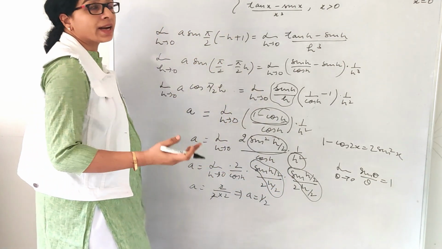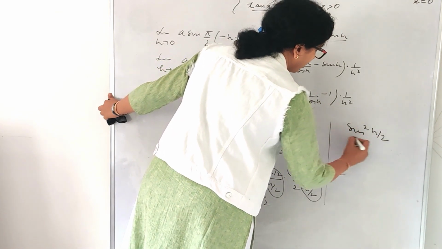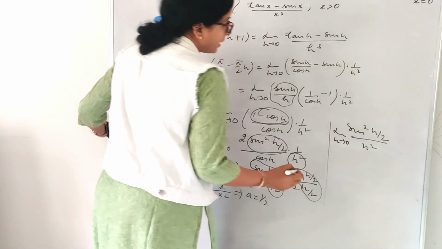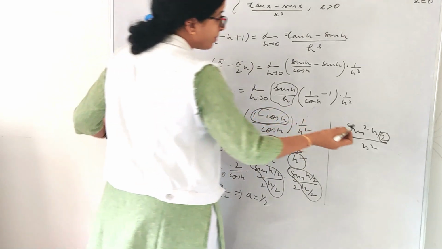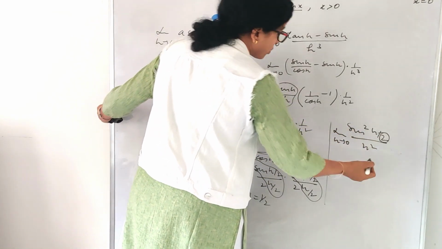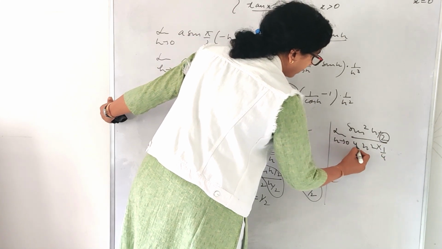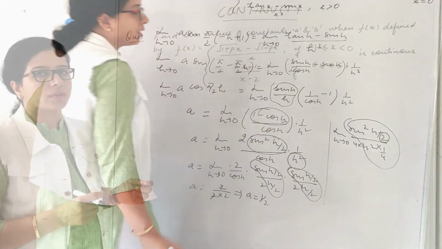You can solve it directly also. See, if it is sine square h by 2 and you have h square, limit h tends to 0, then whatever is the denominator, or whatever is the multiple of the angle, square that. So into 1 by 4 and into 4. So this becomes your standard limit.